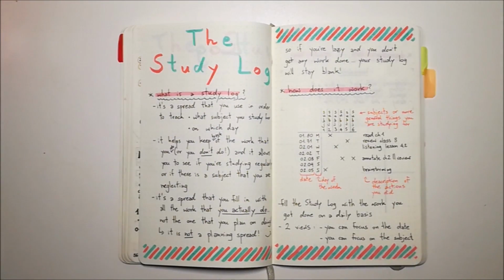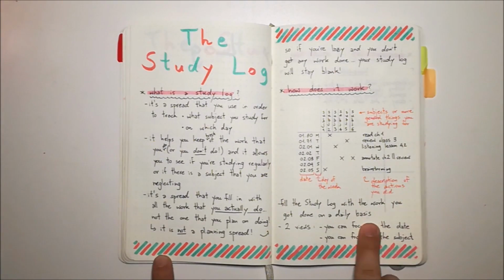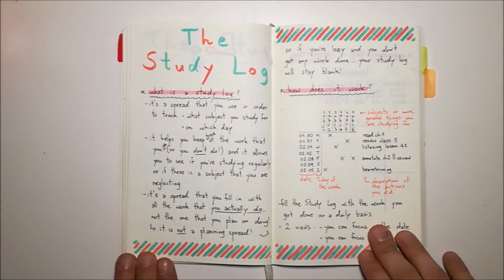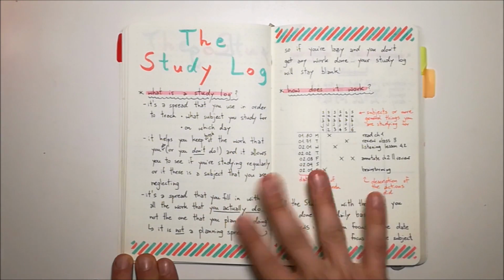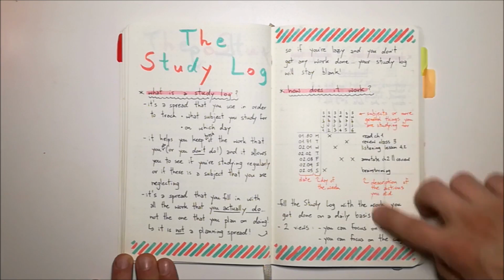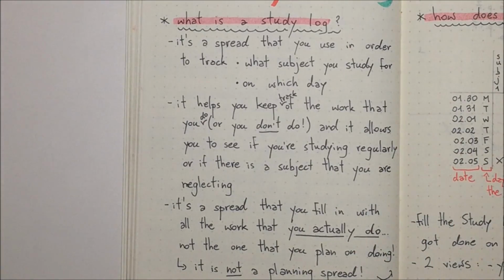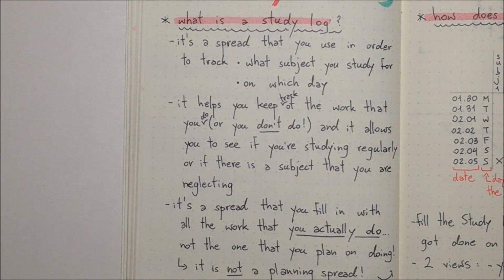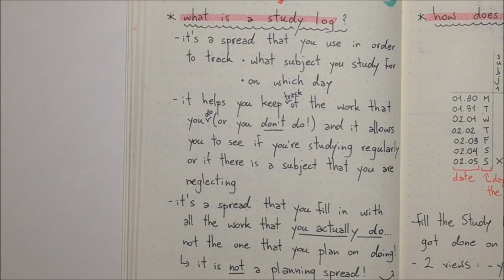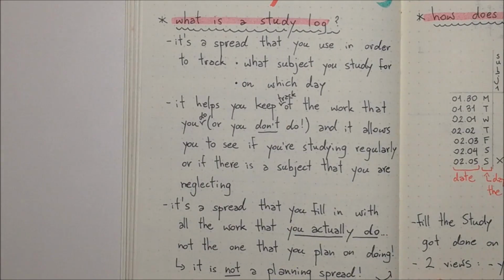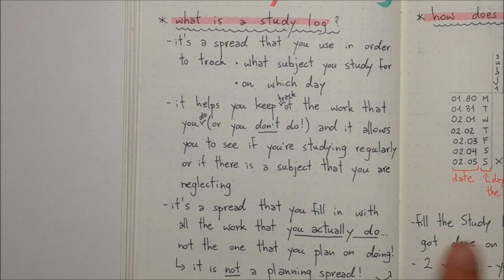Okay guys, so for today's video I have drawn this spread within my Bujo Boosted community journal. I'm going to first start by explaining what a study log is, and then we're going to look at how this study log works. So first of all, the study log is a spread that you use in order to track what subject you study for and on which day. Study log is a spread that helps you keep track of the work that you got done, and it helps you see exactly when you studied and if you're studying regularly. It's important to know when you last studied something and how often you review that information if you don't want to end up completely forgetting that information.